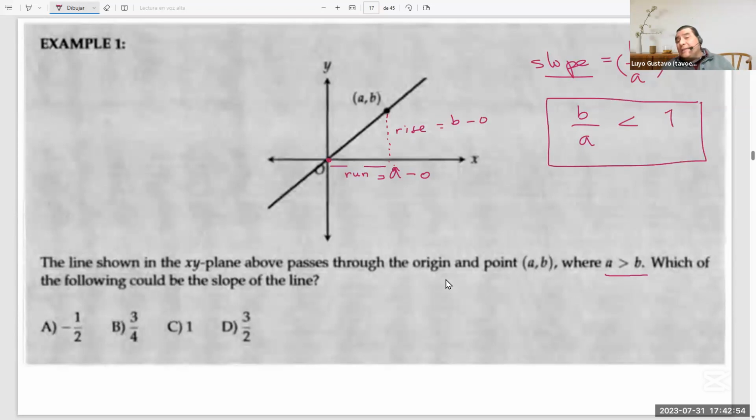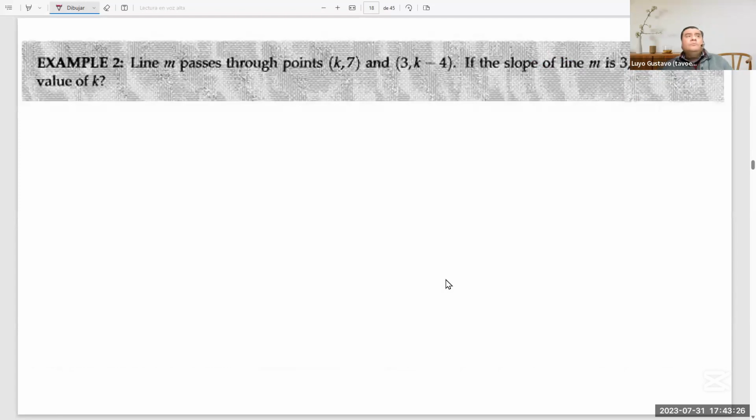So take a look at the answer choices. Which one is less than 1? You might say, okay, this one, but also this one. But do we really have here a negative slope? No, because the line is ascending from left to right. So the slope must be positive, but less than 1. So the only match is this. Okay, so that's a way how we use this concept of the definition of the slope. Let's see some more examples. Line M passes through points (k, 7) and (3, k minus 4).